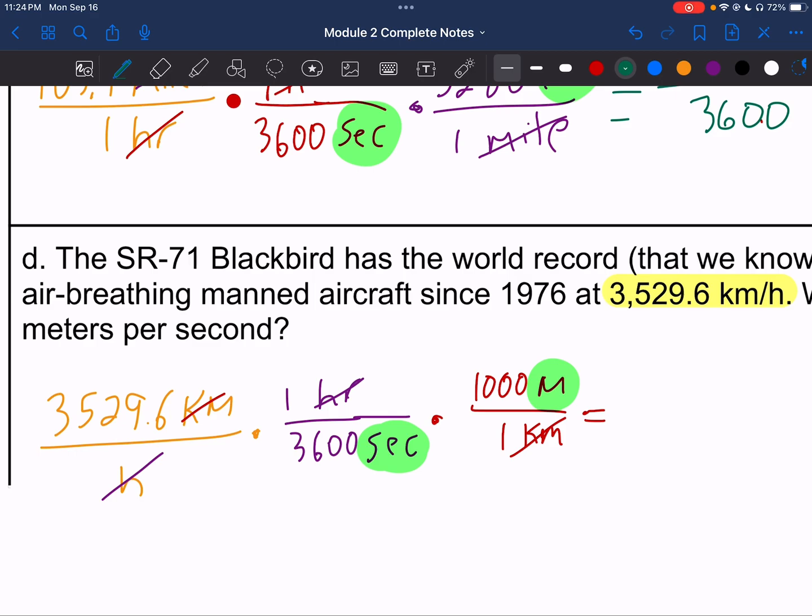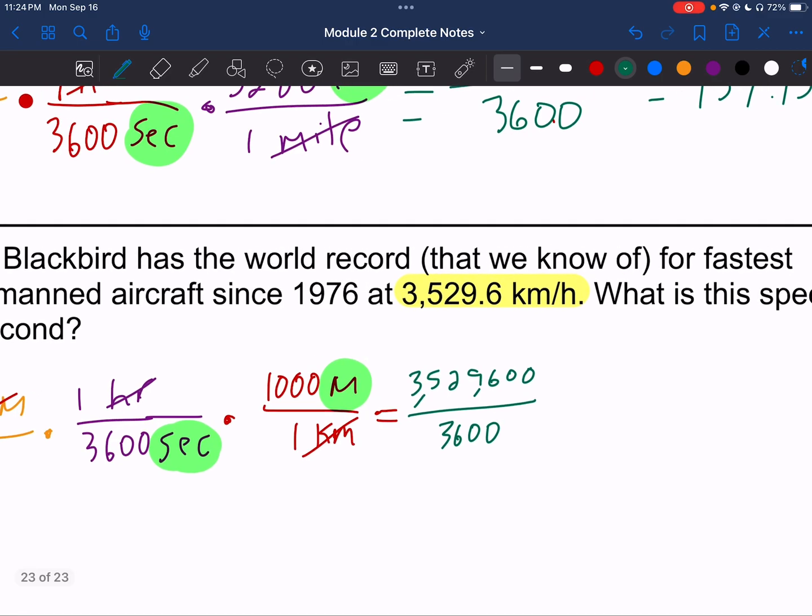3,529.6 times 1,000 is going to be 3,529,600. So 3,529,600 over 3,600 times 1 is 3,600. And this is going to equal 980.4 meters per second. And that's 0.4 repeating. All right. Now, to give you perspective, that's almost an entire kilometer every second. That is an incredible speed. So those of you who run track, the 400 relay, right? All those laps around the track, this can do it more than 2 times, more than 2 4x100 relays in 1 second.